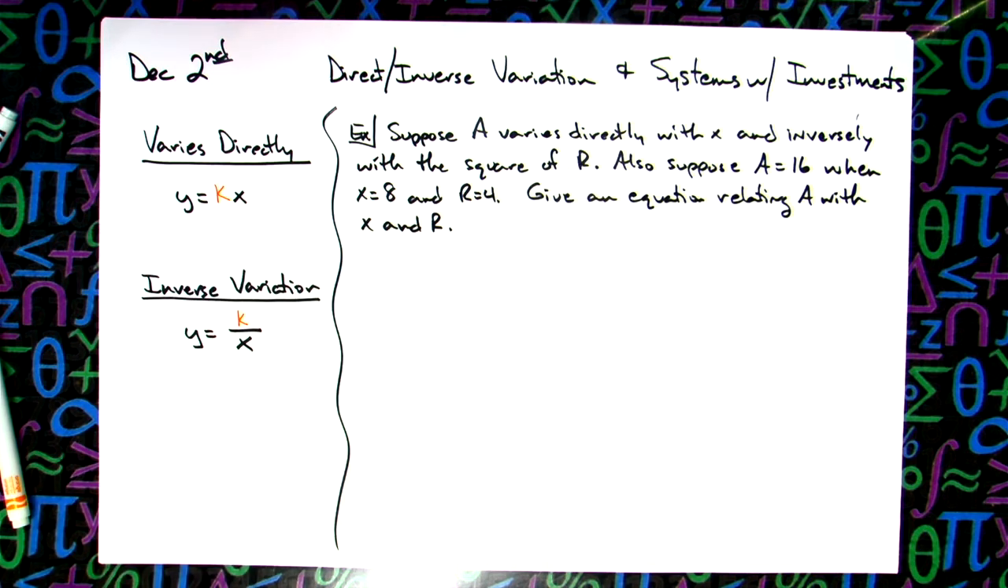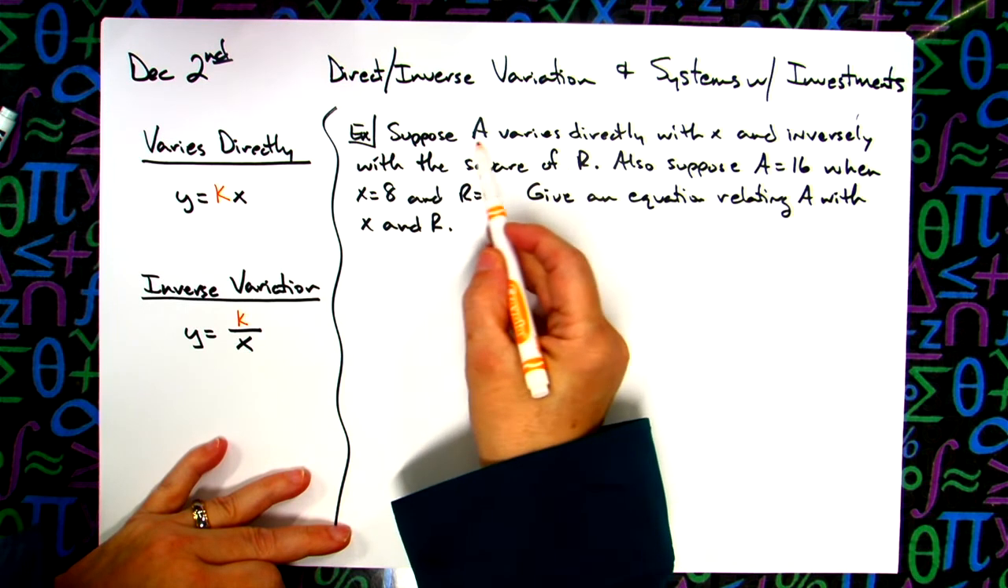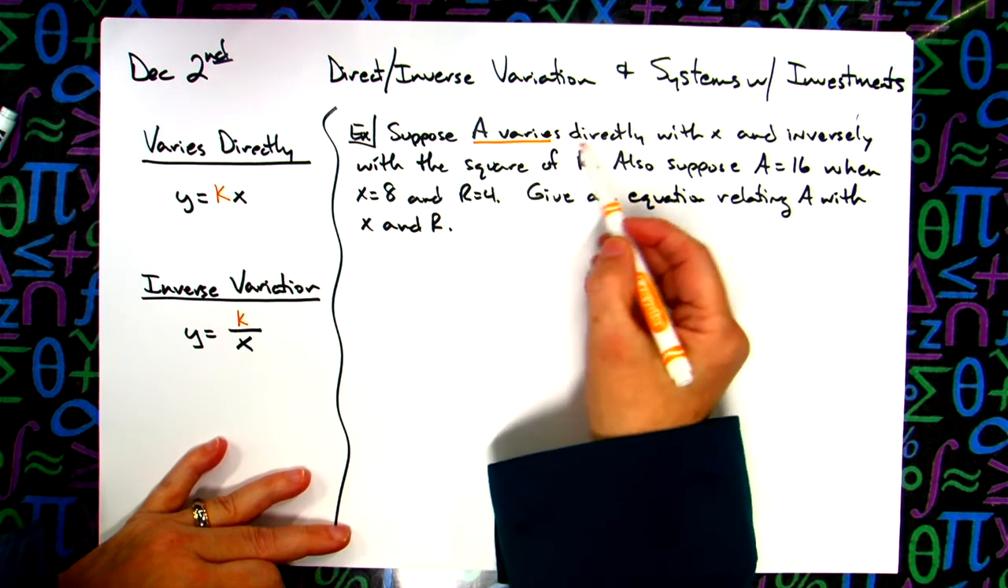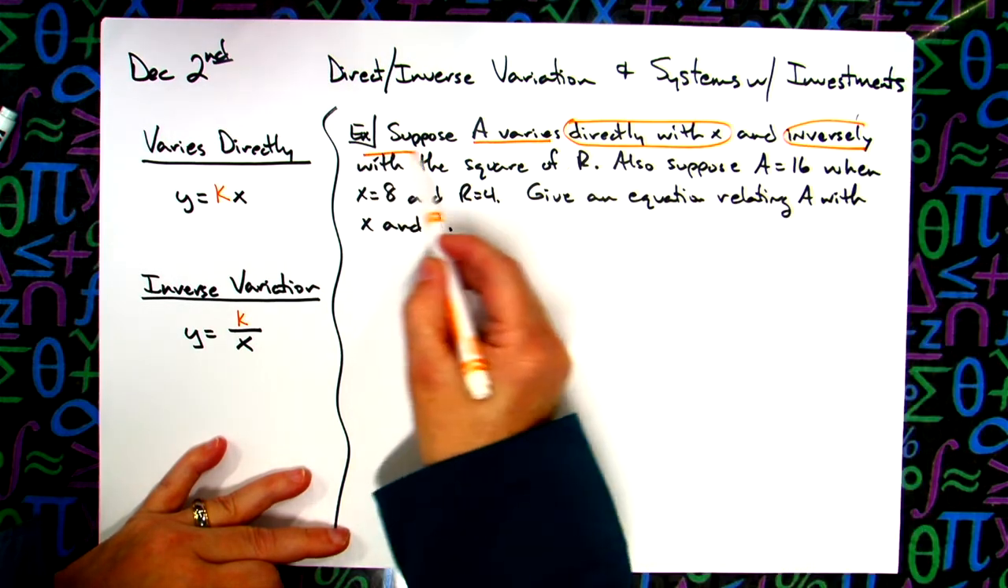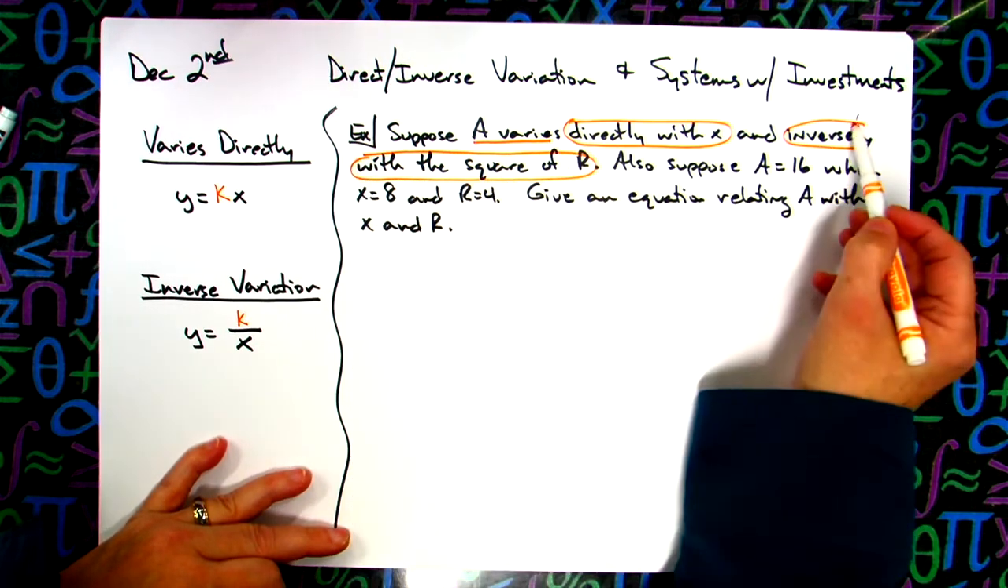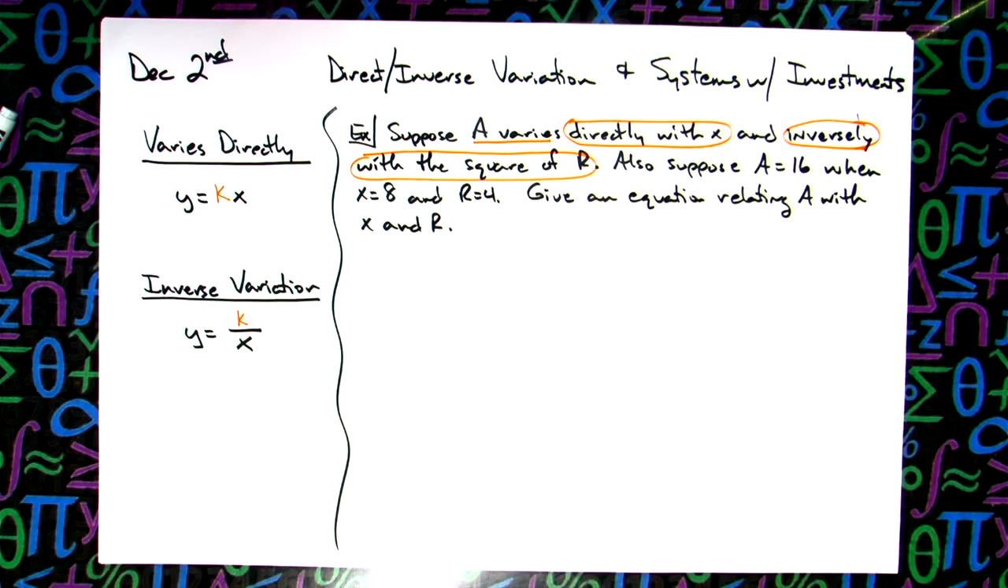The first part of the problem is going to tell you how to set up your equation that's got a k in it, so that you can then plug the values in and find your k. Our ultimate goal overall is to write a final equation that relates A, not A and B, sorry, A with X and R. It says suppose A varies directly with X and inversely with the square of R. So there are our two pieces of information and how we're going to write our equation.